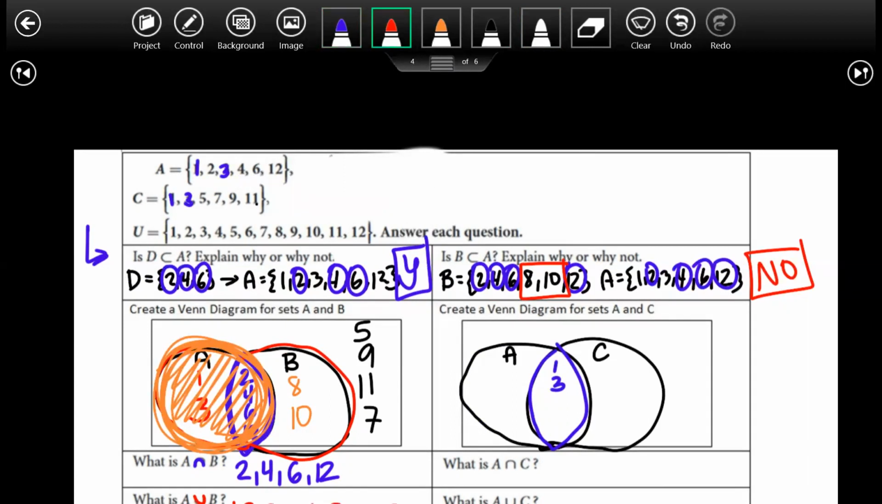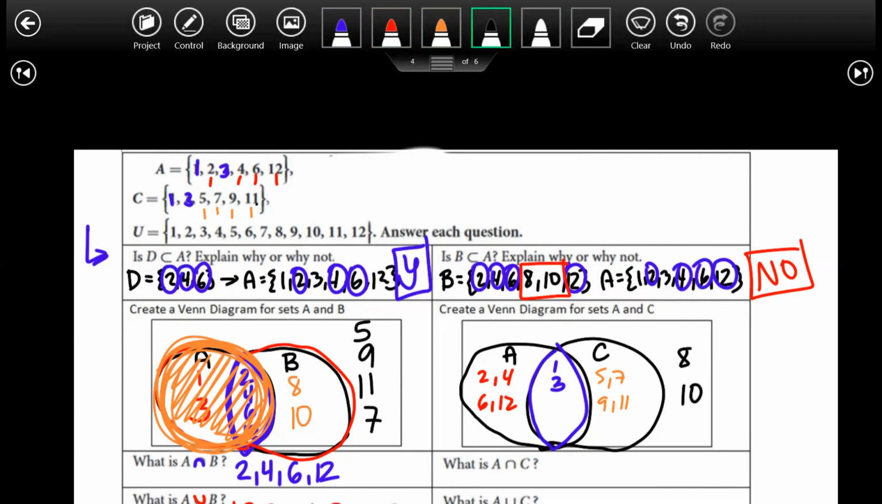What are the remaining elements of A? 2, 4, 6, and 12. So we write them 2, 4, 6, and 12. What are the remaining elements of C? 5, 7, 9, and 11. What are elements that we didn't even write down that still need to be included? 8 and 10, and those go on the outside.